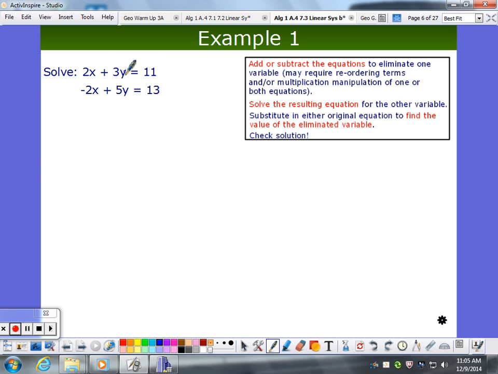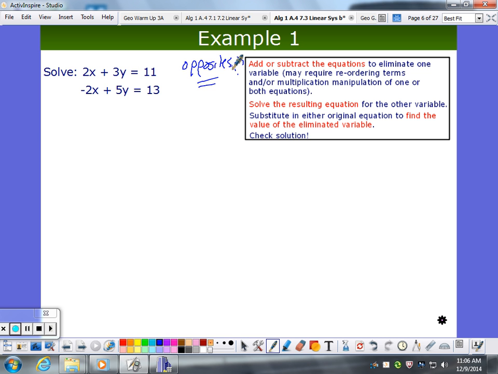So you do have to have them in the same kind of form. Notice how this is standard form. Then this has to be standard form. I've got an x, I've got a y, equal numbers. Same form. And then I look at the x's and I look at the y's. Do I have opposites? And what are opposite numbers?